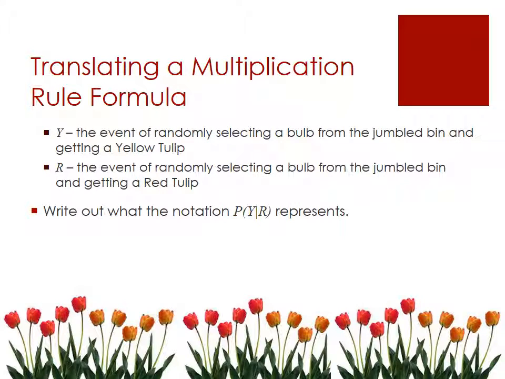Another example. Here we go. We have, again, P of Y/R. And here we have Y is the event of randomly selecting a bulb from the jumbled bin and getting a yellow tulip, and R is the event of randomly selecting a bulb from the jumbled bin and getting a red tulip. So again, pause the video here for a moment, go through and write out what you feel this notation represents in a full sentence, and then turn the video back on and progress to check that together.